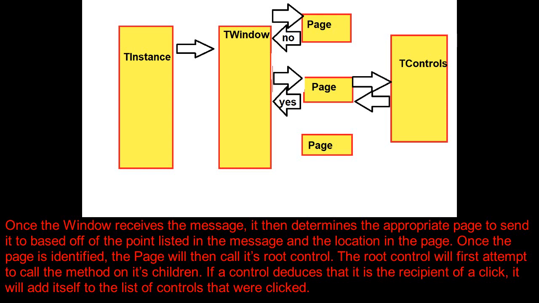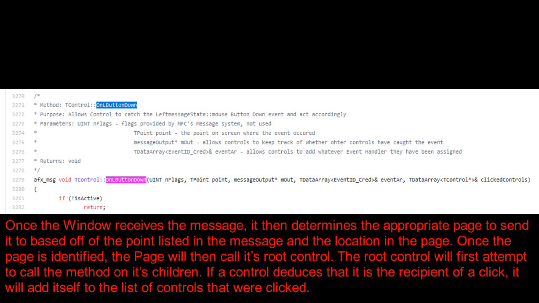Once the page is identified, the page will then call its root control. The root control will first attempt to call the method on its children. If a control deduces that it is the recipient of a click, it will add itself to the list of controls that were clicked.